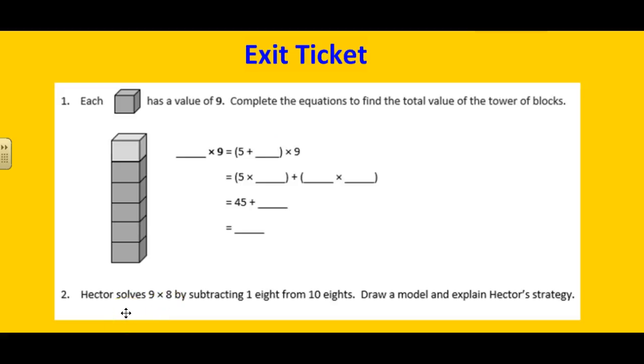And then you'll have to move on to number 2, where it says Hector solves 9 times 8 by subtracting 1 eight from 10 eighths. Draw a model and explain his strategy. So when you draw a model on this part of the exit slip, go ahead and use a tape diagram like that was on your problem set, and use the steps that we did on the tape diagram to solve it using the tens fact. When you're done with it, make sure you bring that to me.